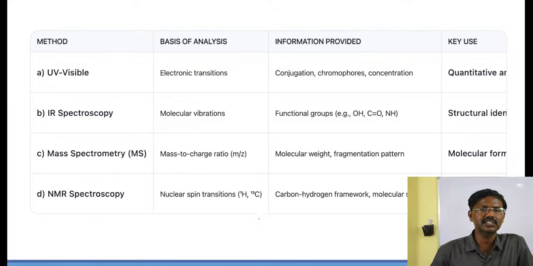Mass will give you, as we discussed, the structural information, and also it will give you the molecular weight. And come to the NMR, okay, nuclear magnetic resonance. This is also a very important technique, and it will give complete 3D structure of the information. And these are the basis of analysis: UV, electronic transition, you know, Beer-Lambert's law, and IR spectrum molecular vibrations, and mass spectrometer mass to charge ratio, m/z ratio, right? These are the main basis of analysis of all these important techniques, very very important.